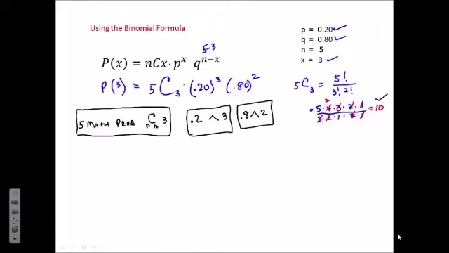Or you could press this first part, hit times, press this next part, hit times, and then press enter at the end. And that's probably easier. And that should give you the same result as before, the 0.051.